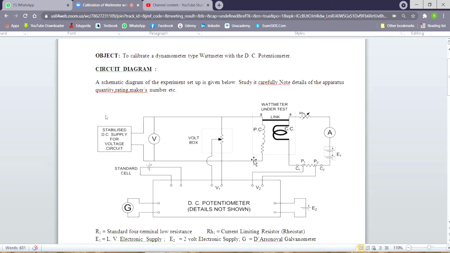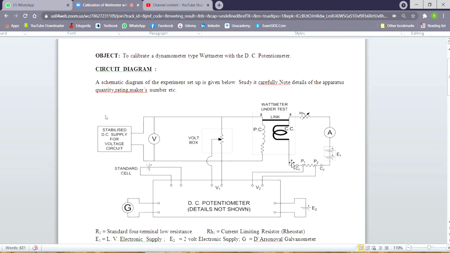100 square means 10 to the power 4, and 100 kilo means 10 to the power 5. So it will be 0.1 watt, something like that. What I am telling is just an arbitrary figure, just as a demonstration. So a power loss of 0.1 watt takes place in the pressure coil.